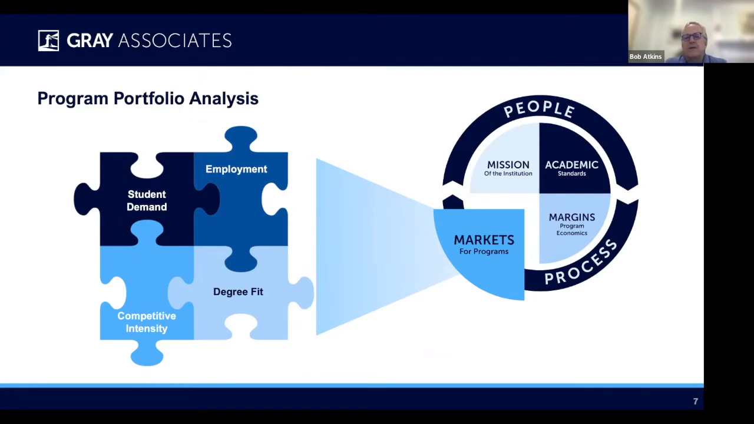And finally, degree fit. And that is, what level, degree level is this program? And is that an appropriate degree level for you? So we don't want to give PhDs in house painting. And we also don't want to give associate's degrees in neurosurgery. So you've got to look at that and decide what's the appropriate degree level and does that fit your campus. So we're not going to see community colleges wanting to do doctoral programs, and we're not going to see 4-year colleges generally wanting to do associate's programs. So that's what that degree fit is about.